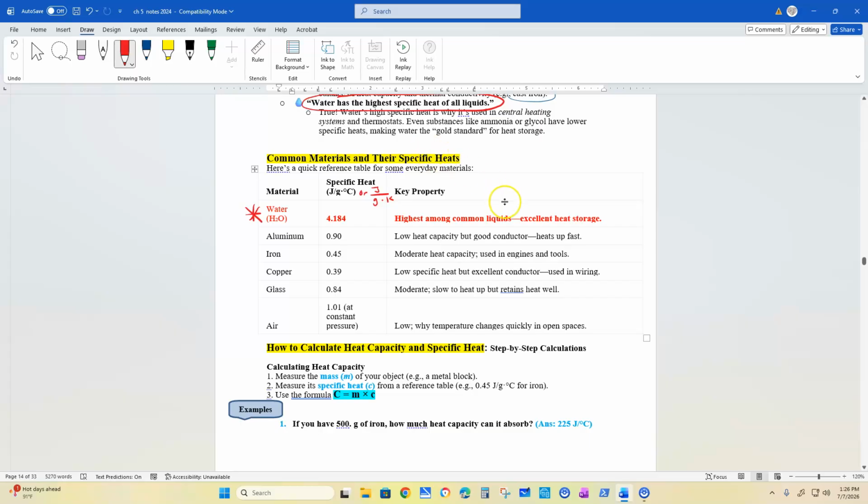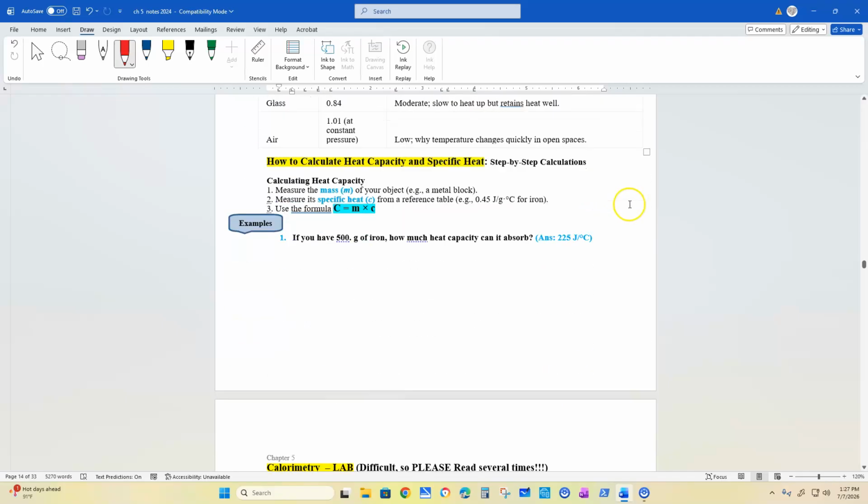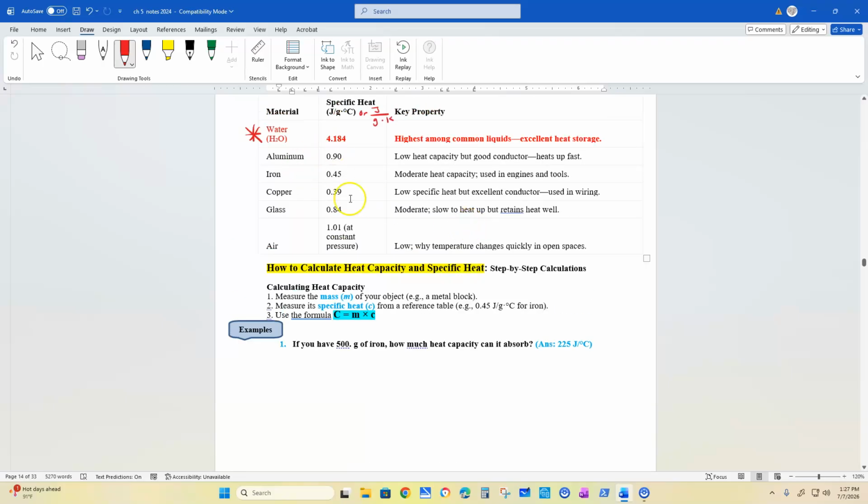So we're going to calculate. Let's bust out those calculators. Let me get mine too. How do you calculate the difference of them? To calculate the heat capacity or specific heat, step by step: number one, measure the mass of your object. So in this case, if I have 50 grams of iron, well, most of the time it gives me the specific heat. So for iron, I just look up here, 0.45 joules per gram per Celsius, which I wrote right there.